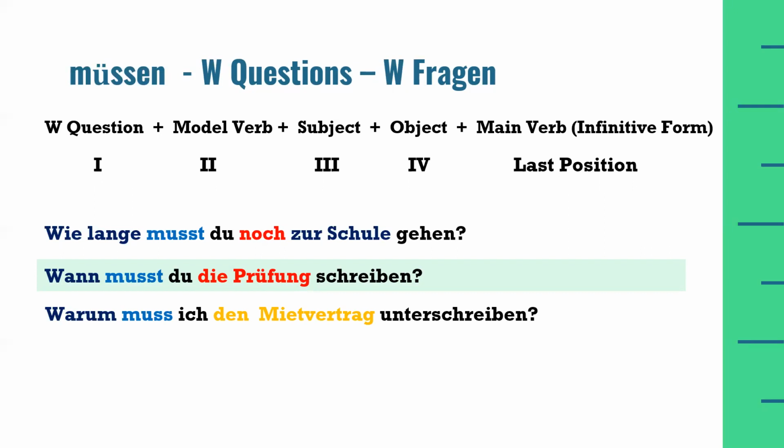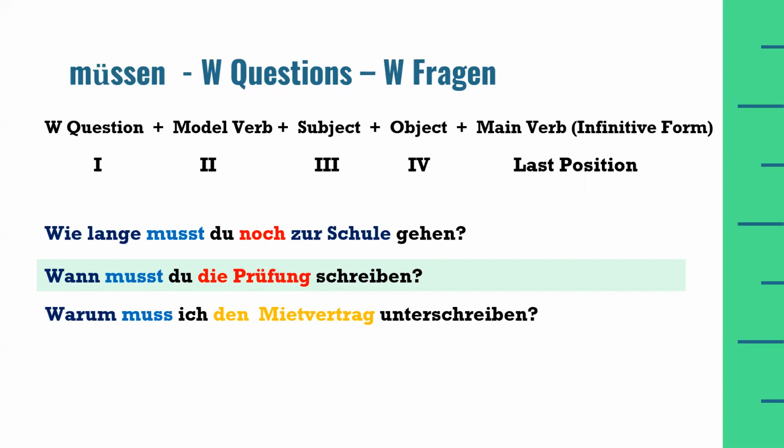Then comes the object, which is Mietvertrag. Now Mietvertrag is a masculine noun, and since it is the object of the sentence, we know that the object of a sentence is in accusative case. Therefore we have to use the definite article for a masculine noun in the accusative case, which is den. Den Mietvertrag, and unterschreiben means to sign. It is the main verb of the sentence, and it is used at the last position in infinitive form.